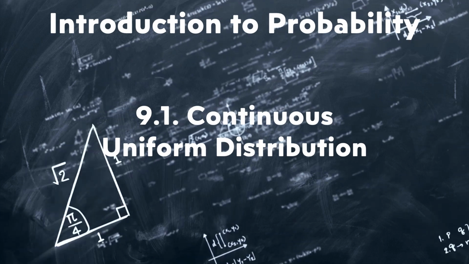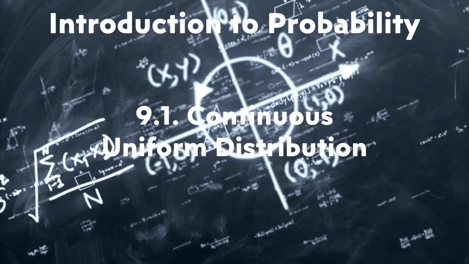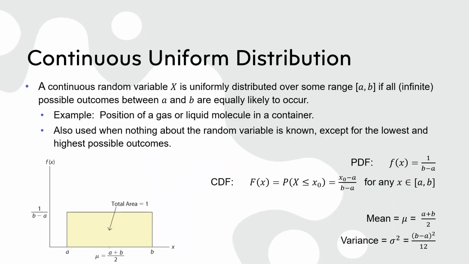Let's jump right into the topic of continuous uniform distribution. A uniformly distributed continuous random variable describes a situation where all possible outcomes within a specified range are equally likely to occur and no particular outcome within the range is favored over another. The continuous uniform distribution is defined over a range between two values, typically referred to as a, the lower bound, and b, the upper bound. Any value between these bounds is equally probable.